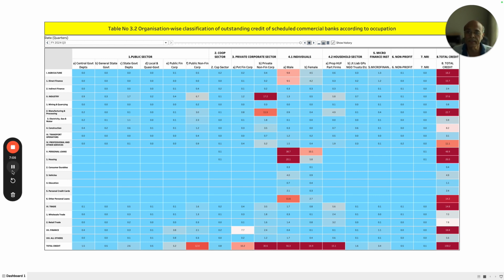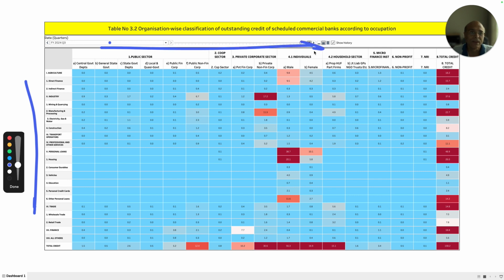So the occupation is what? The occupation is here on the y-axis. On the y-axis we have the occupation, and then we have the various sectors, right? The public sector, the cooperative sector, the individual housing sectors are basically captured here. So this is a matrix, the occupation on this side and the sector on this side.